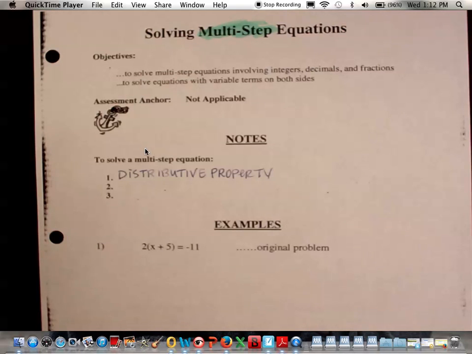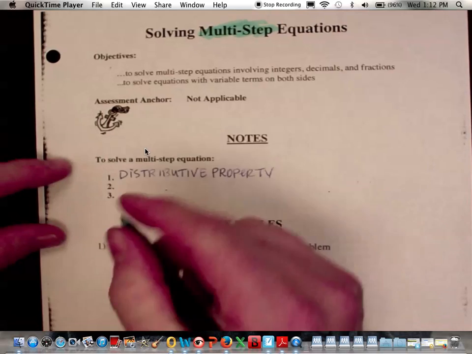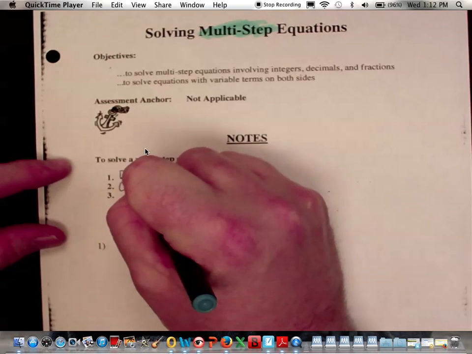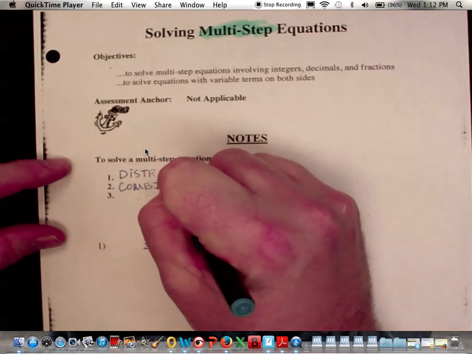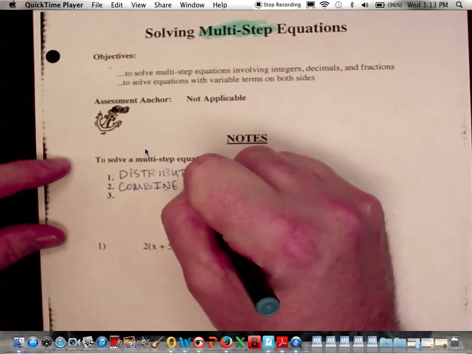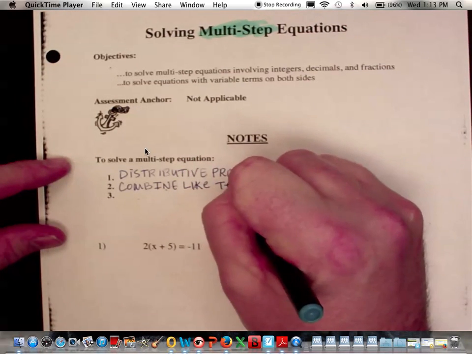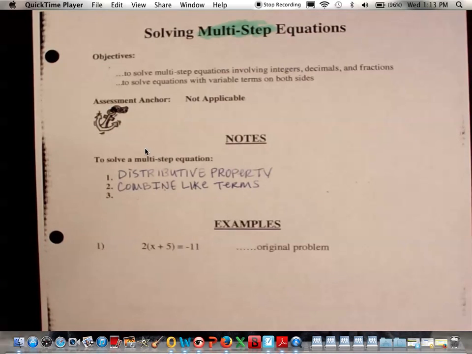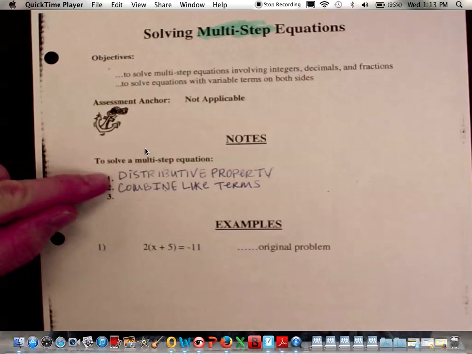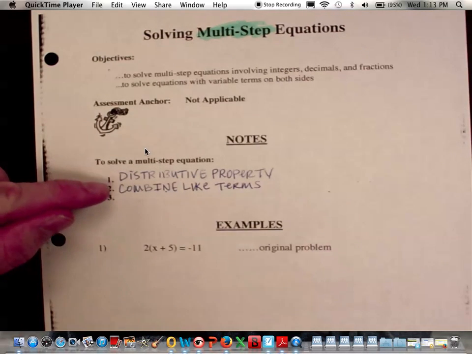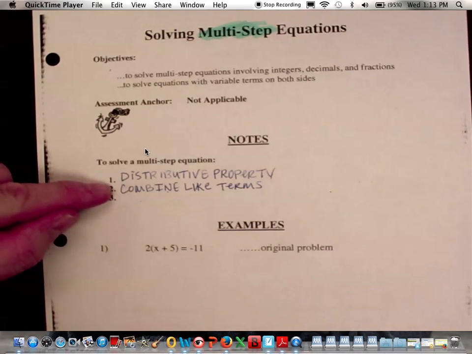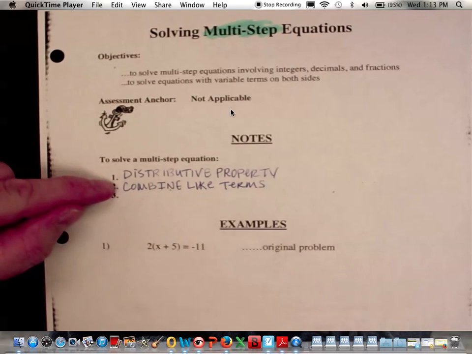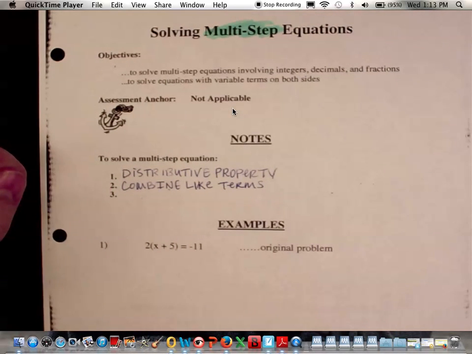Okay? The second thing you need to look for is combine like terms. So maybe if I have no distributive property, I have to combine like terms. So first I check for the distributive property. If there is any distributive property, I do it. If there's no distributive property, I see if there are any like terms to combine. Then I combine like terms. Then after I do the combine like terms or the distributive property, I can use my organizer.